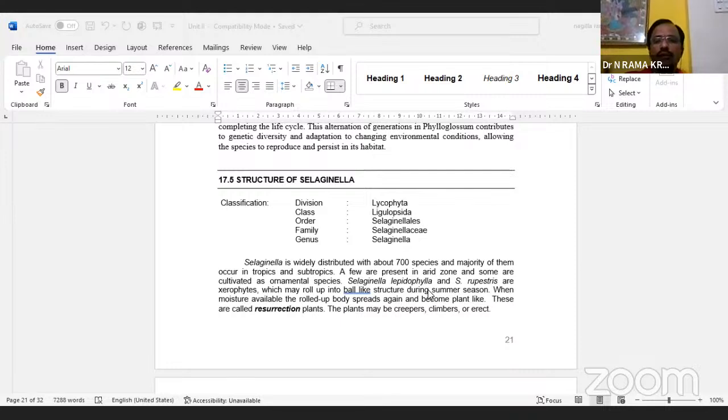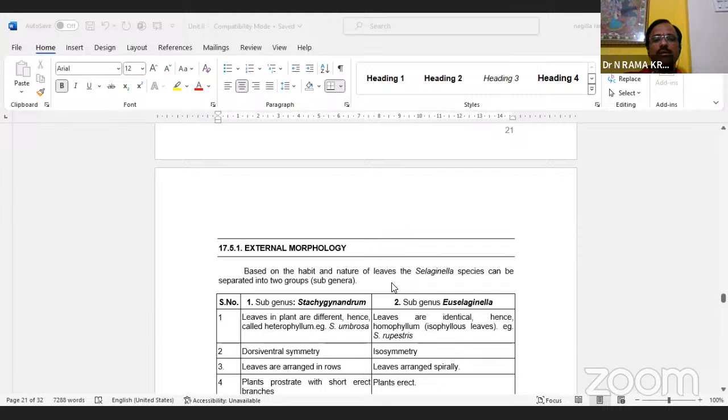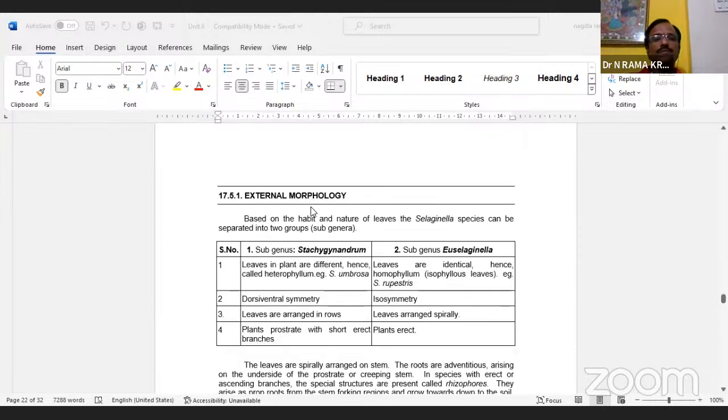When you look at this plant in the summer, it looks like a ball-like structure. This is its occurrence. Whatever the species, Selaginella is a sporophytic plant body, which means a differentiated plant with a root system, stem system, and leaf system.